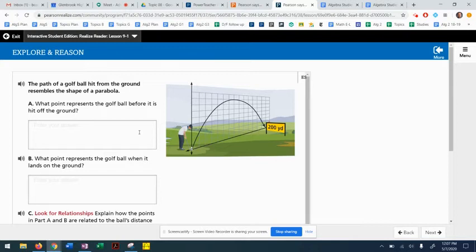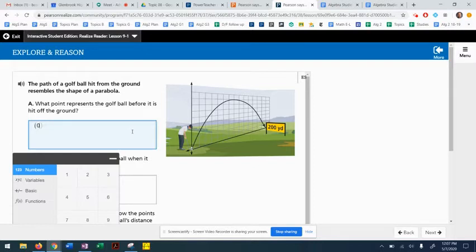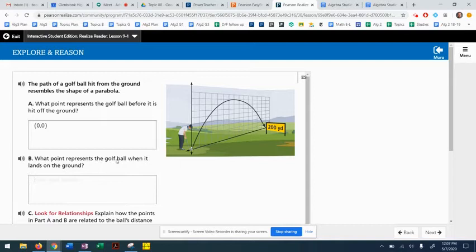It says, what point represents the golf ball before it is hit off the ground? That's this point right here, which is the origin. So I'm going to type in 0, 0 there. That's the point where it starts. What point represents the golf ball when it lands on the ground? If we go all the way along the x-axis, it ends up being 200 units, or 200 yards down. So I'm going to type in 200, 0 for that one.